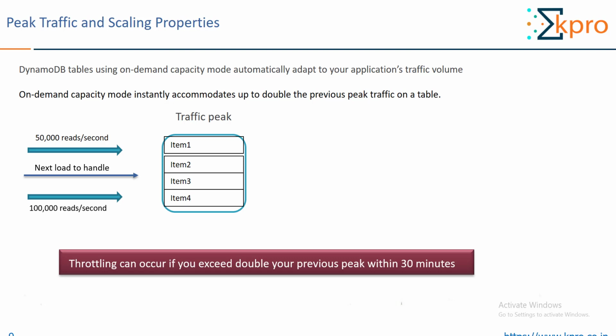Suppose at 1 p.m. the load increased up to 1 lakh reads per second, and at 1:15 p.m. if the value doubles, the application will face throttling. But after 1:30 p.m. if the value doubles, or 2 lakh reads per second is coming, there is no problem. So if you put a table in on-demand mode and you are getting throttling in your application, you can infer that the doubling is happening within 30 minutes. So this is the scaling property and the peak traffic value on a DynamoDB table when you put it in on-demand mode.